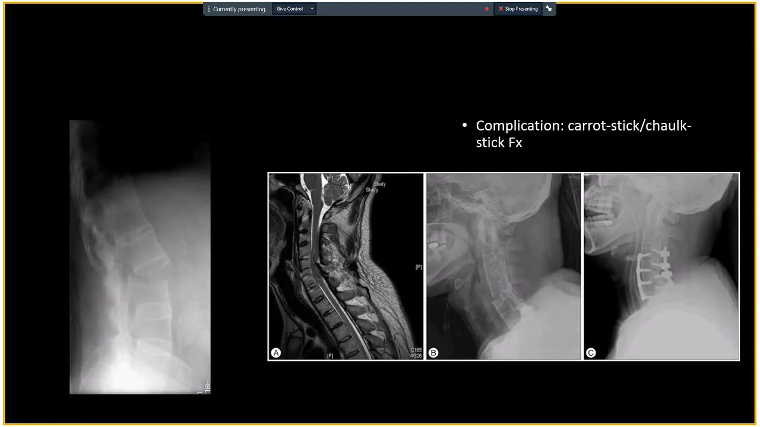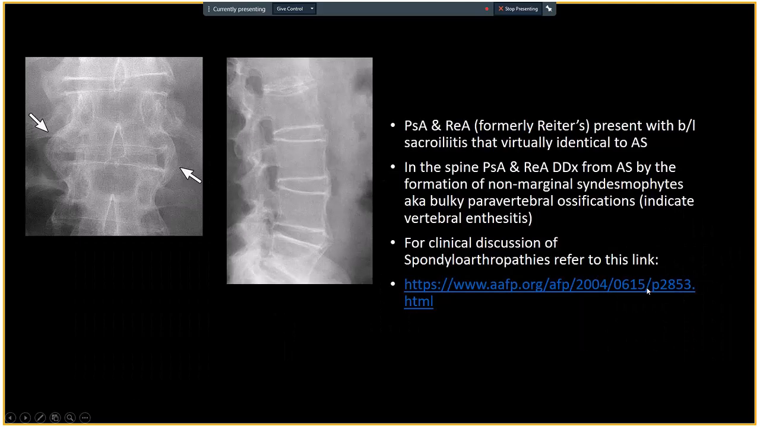Now, complications, apart from local complications such as canal stenosis, dural ectasia, and multiple other complications, another significant complication is that it increases the chances of fracture in the spine. Because there's a rigid disease, the spine is unable to dissipate forces, it's very inflexible, and this way you can have a complete fracture through all three columns, a complete snap fracture of the vertebral column, and that's known as carrot stick or chalk stick fracture. In the cervical spine, it can be devastating. You can see some significant cord compression in a completely fused spine.